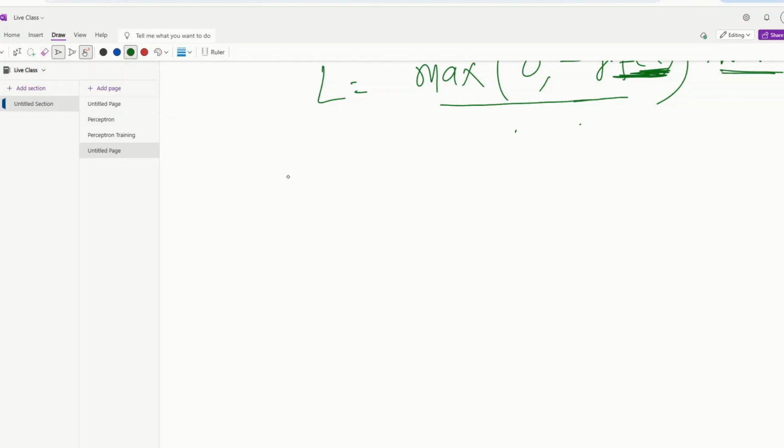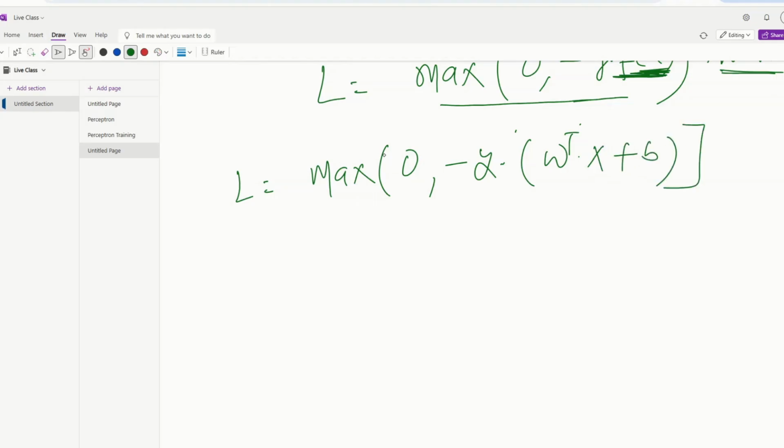So my loss function is this: L is equal to max of 0 and minus y, w transpose x plus b. This is my loss function.